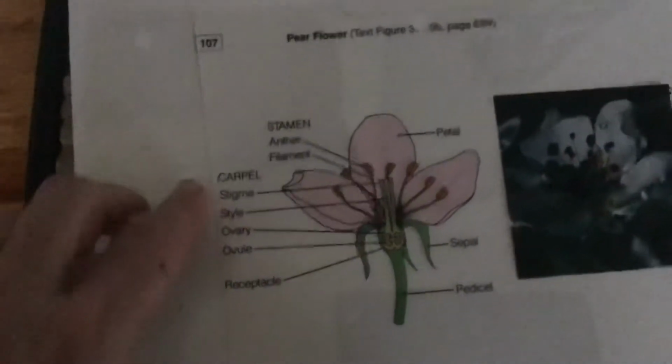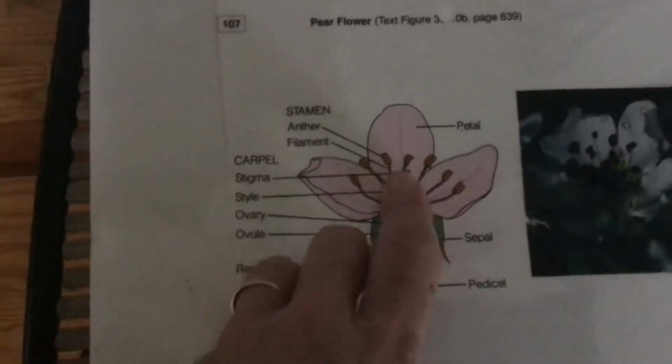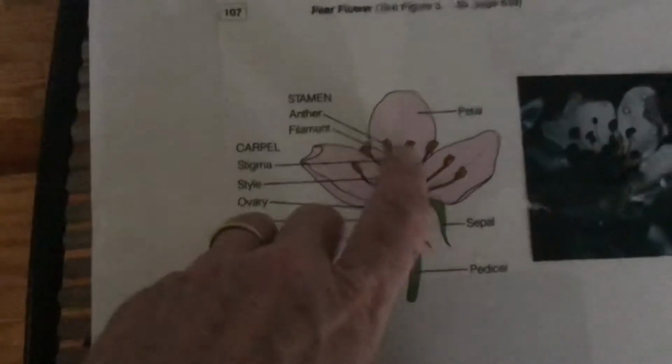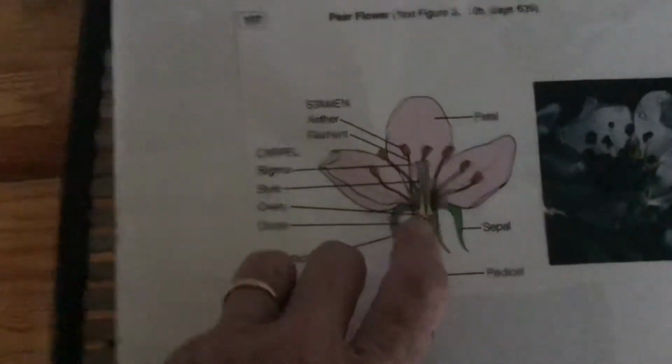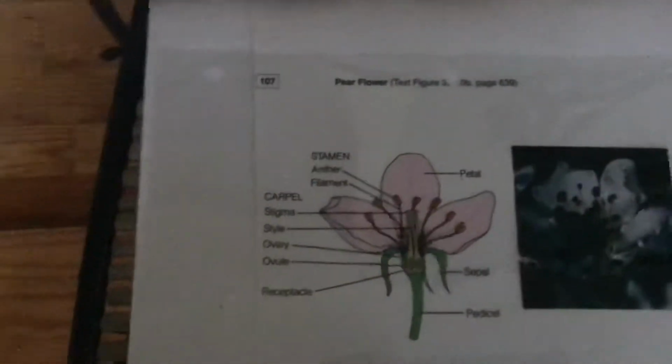And the female part is the carpel, and the carpel has a stigma, which is the top part where the pollen would stick, the style, which is the part that's leading to the ovary, which is down here. Okay, so those are the flower parts.